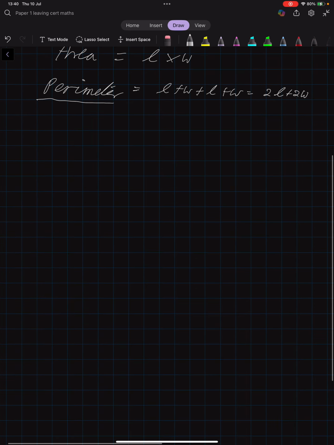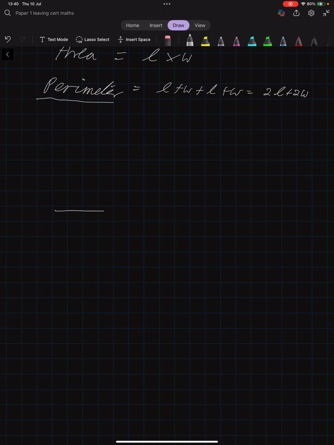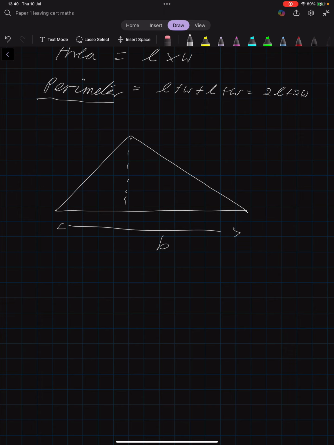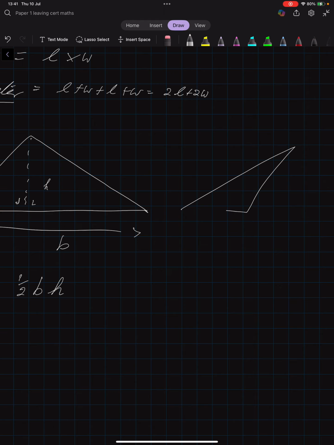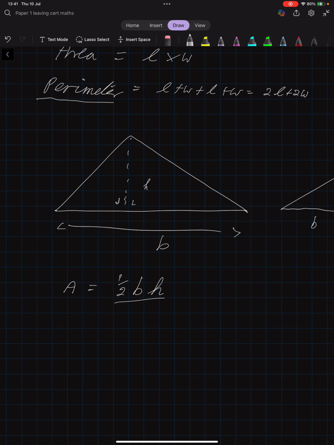Then for a triangle, the area of a triangle, where this is the base, B, and this is the perpendicular height, H, the area, A, is equal to a half the base times the height. And this would be the same thing if it was something like this, where that was the base and this was the perpendicular height. So it's very important that you remember it's the perpendicular height you're working with the whole time.